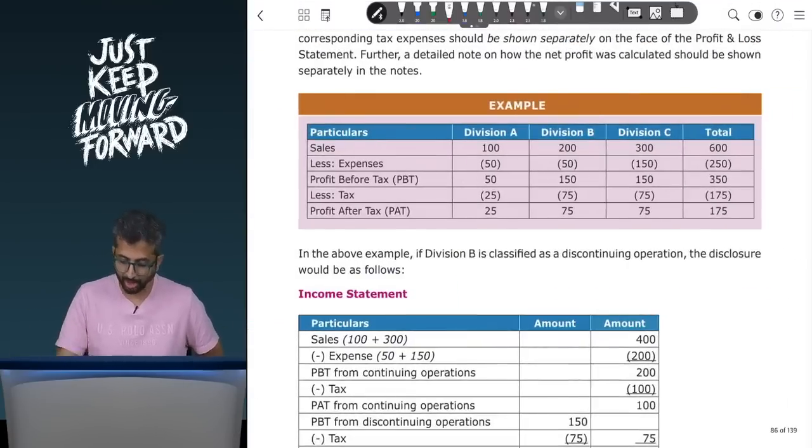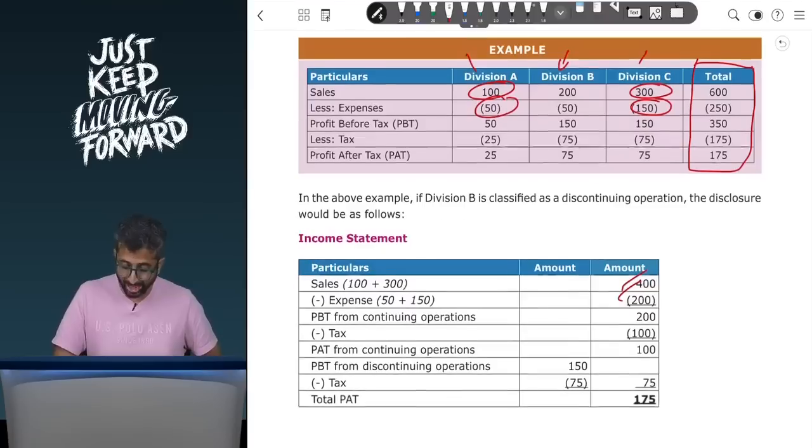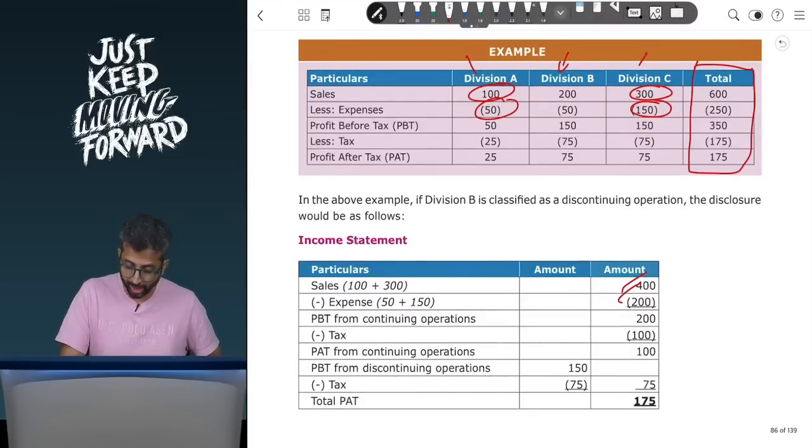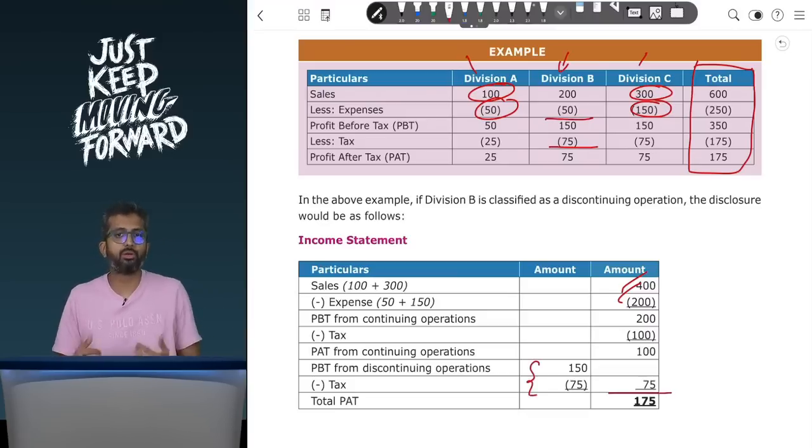Like for example, you have a company which has 3 divisions A, B and C. Ideally, this is my total amount that I show in my P&L. But if I intend to discontinue division B, then my profit should only be shown for my continuing operations, that is revenue of only 400, expenses of only 200, and so on, line by line. For discontinued operations, whatever profit that you have earned of 150 less tax impact on that will have to be shown separately.